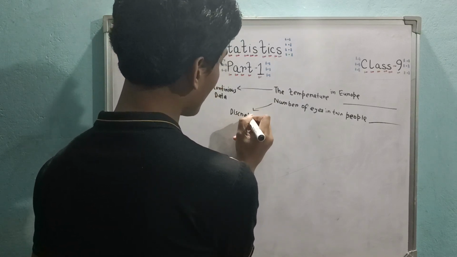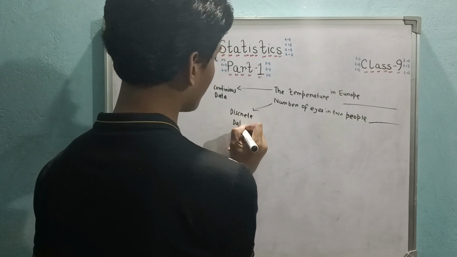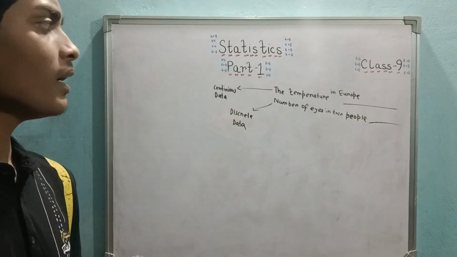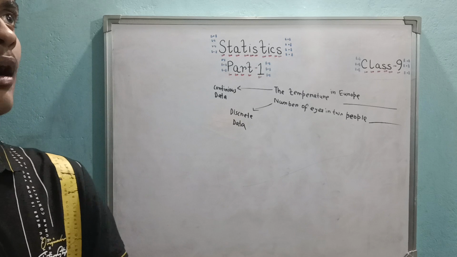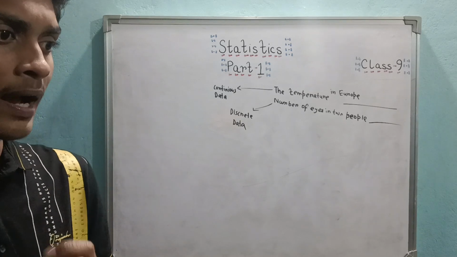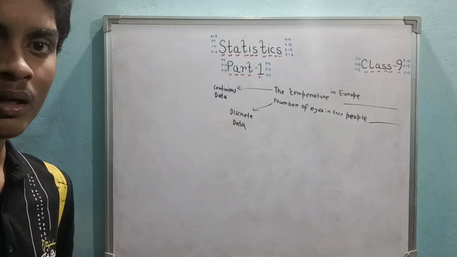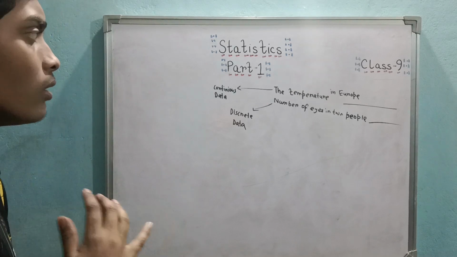So what have we learned till now? Continuous data means data given in some range, which can't be counted at that single moment. It is countable, but can't be counted at a single moment. It has a large range. That is continuous data.